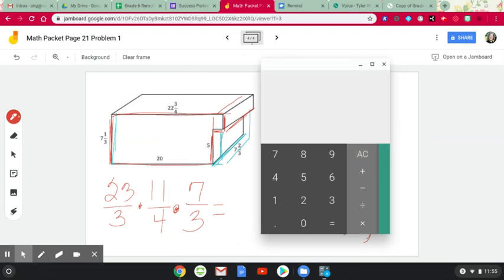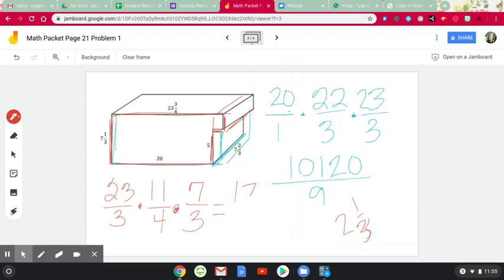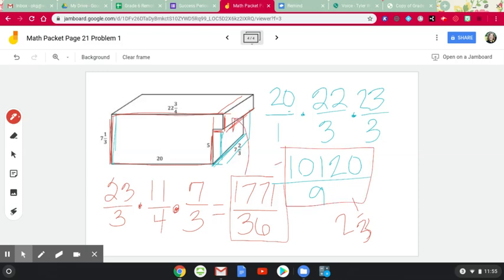Now we're going to multiply 23 times 11 times 7, which gives me 1771, which is a cool palindrome. 1771 over, let's see, 3 times 3 is 9 times 4 is 36. Now what do we have to do with this and this? Remember, this is the volume of that, and this is the volume of that. Now we have to add them together.